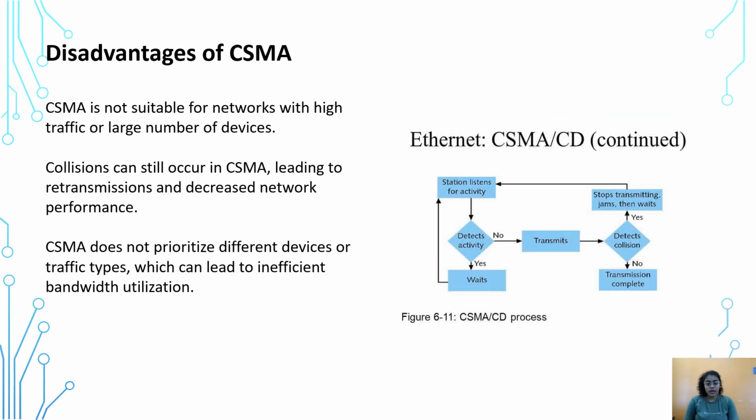Disadvantages of CSMA. CSMA is not suitable for networks with high traffic or a large number of devices. Collisions can still occur in CSMA, leading to retransmissions and decreased network performance. CSMA does not prioritize different devices or traffic types, which can lead to inefficient bandwidth utilization.